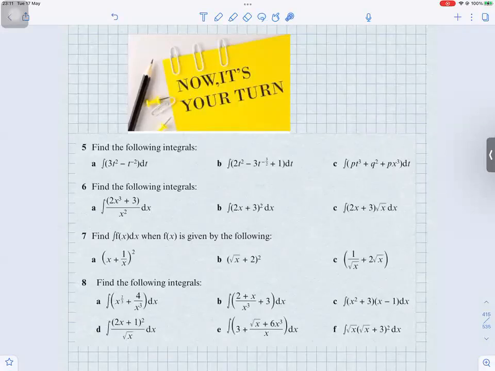Now it is your turn to try the following questions.